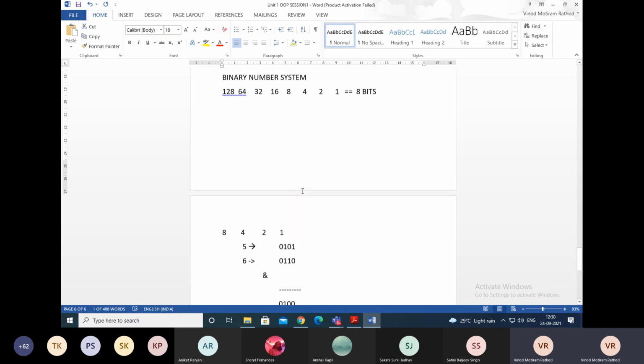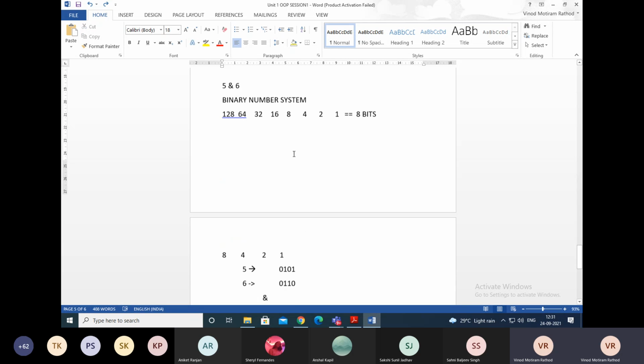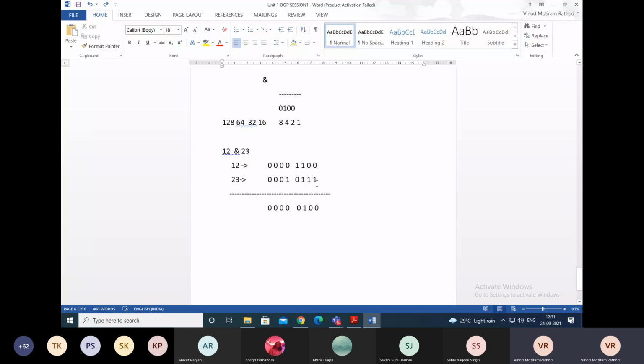What does 0 and 1 say? What is the result of 0 and 1? It is 0. When will the result be 1? Only when both are 1, then 1 comes. So first is 0, 1 gives 0, 0 1 gives 0, 1 1 gives 1, 1 0 gives 0. So like this we can do it. Is it clear now? Yes, sir.